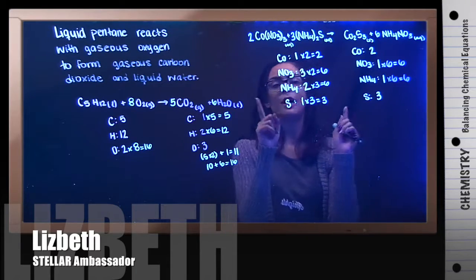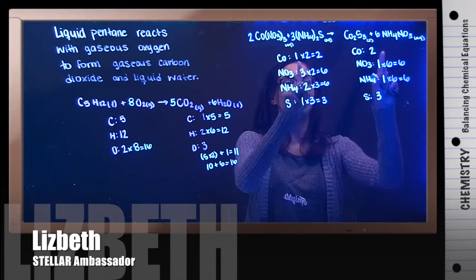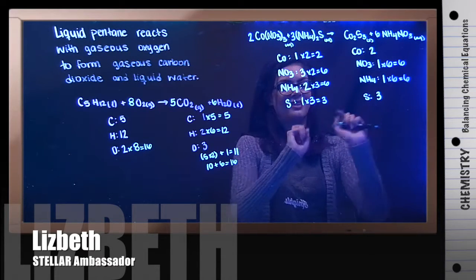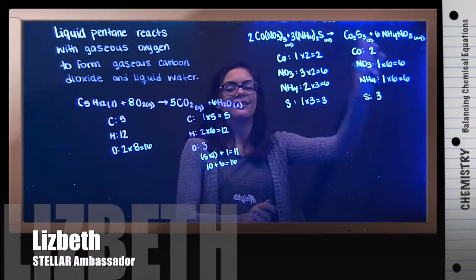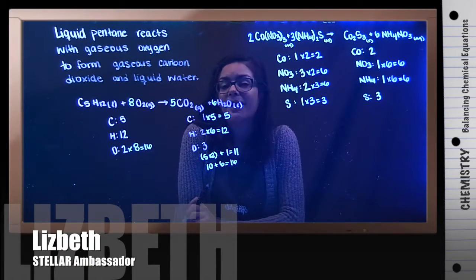So now we can see that on both sides we have 2 cobalts, 6 nitrates, 6 ammonias, and 3 sulfurs. So now this equation is also balanced. And that's basically how you balance a chemical equation.